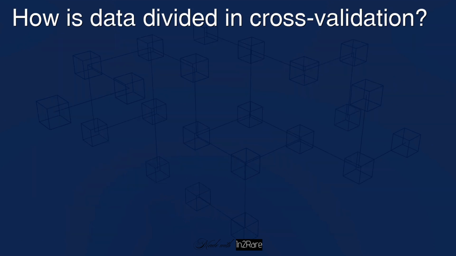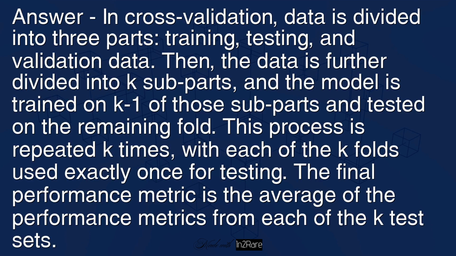How is data divided in cross-validation? Answer: in cross-validation, data is divided into 3 parts: training, testing, and validation data. Then, the data is further divided into k subparts, and the model is trained on k-1 of those subparts and tested on the remaining fold. This process is repeated k times, with each of the k folds used exactly once for testing. The final performance metric is the average of the performance metrics from each of the k test sets.